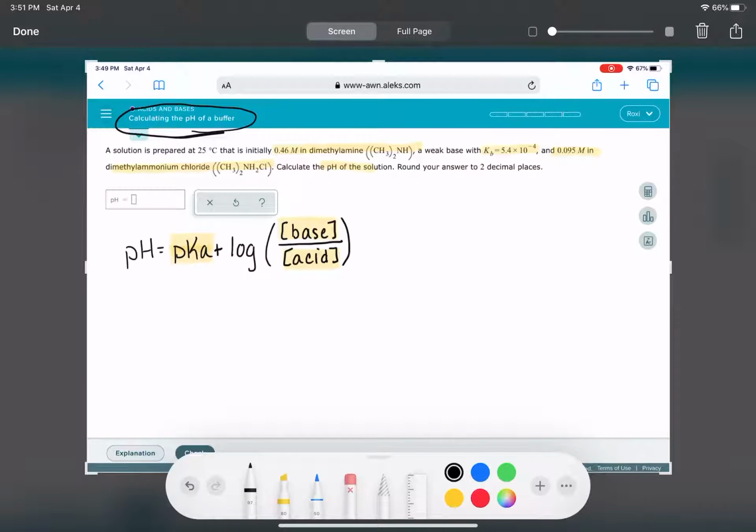We just need to start by converting our Kb to a pKa. So the way that I like to do that is to first calculate the pKb from the negative log of the Kb. The Kb is 5.4 times 10 to the minus 4, and the negative log of 5.4 times 10 to the minus 4 is 3.268. I'm going to keep a few decimal places on there so I can try to keep ALEKS happy.